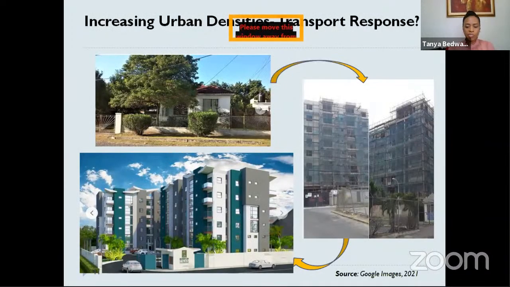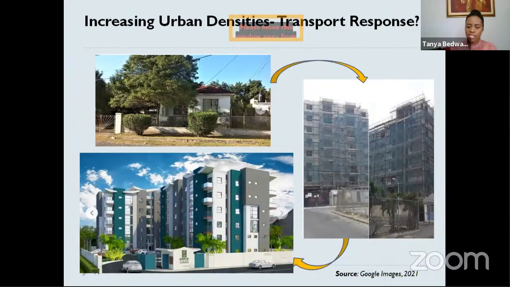We also see, if you look in and around Kingston, that the way in which the city is developed is changing. So you see areas that house single family units being converted to high-rise developments. And therefore, we have to encourage the efficient use of the road space and transportation, and as such, encourage mass transportation within the city.